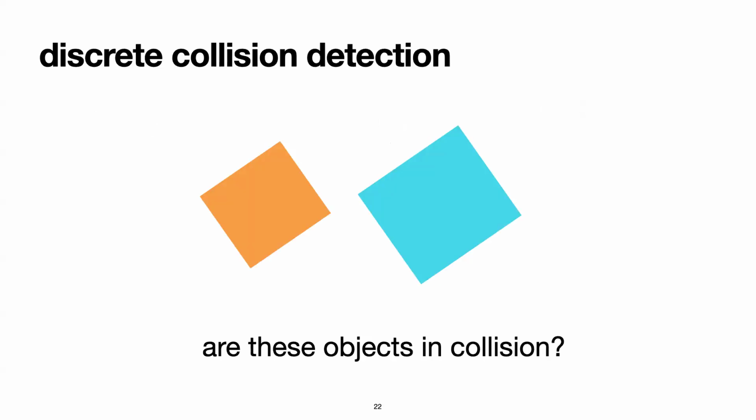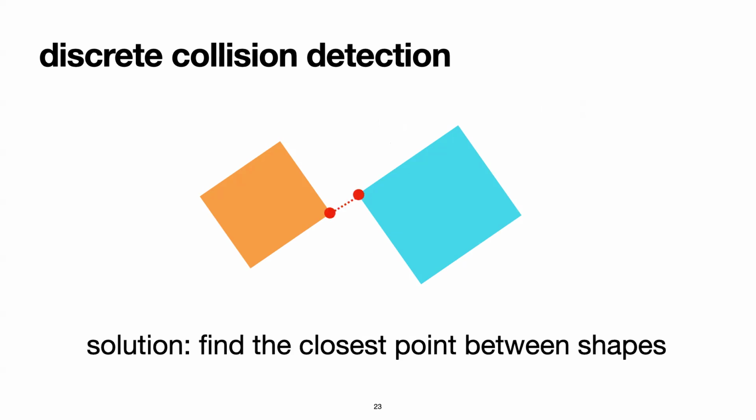So the first thing we look at is, I guess, the simplest form of collision detection, which is discrete. So what we're looking at is I have 2 objects, they're both convex, and they're frozen in time, they're not moving. I want to figure out, are these 2 objects in collision? So how can we use convex optimization to find this? Well, one thing we could do is we could say, okay, let's find the closest point between these 2 shapes. And if there's any distance between these points, then we're not in contact.